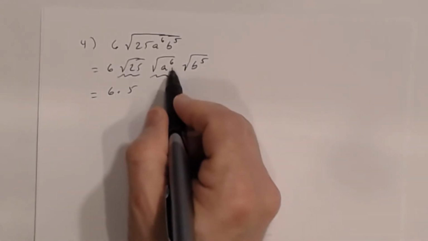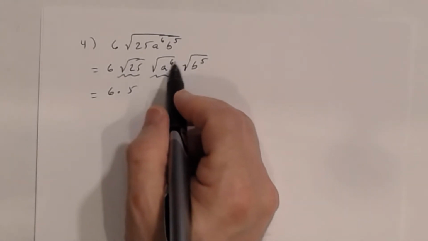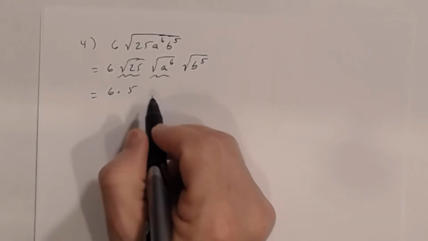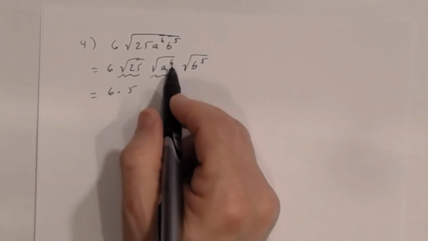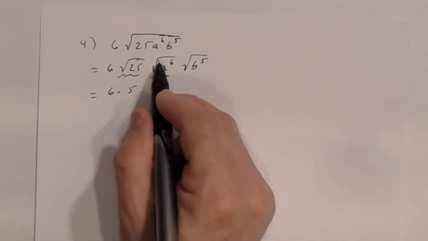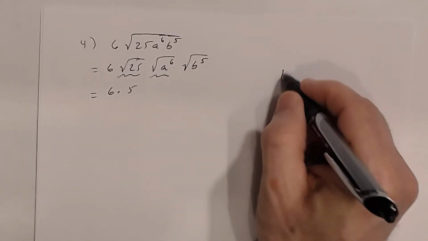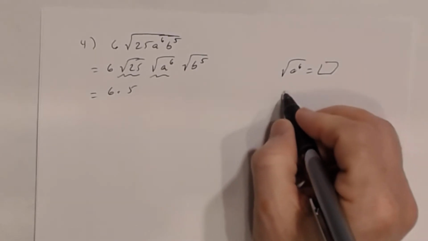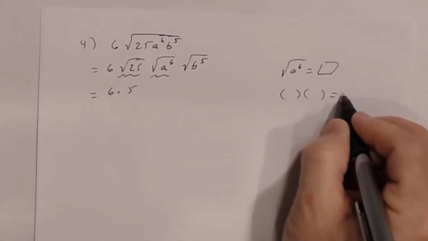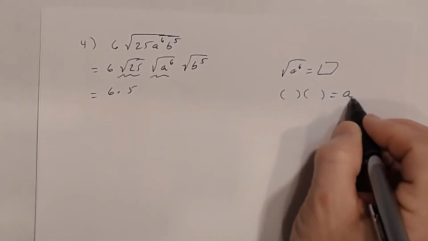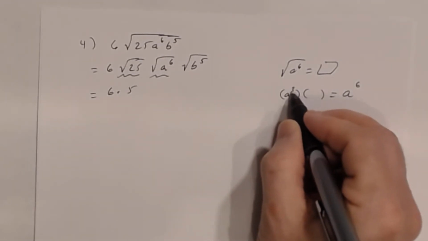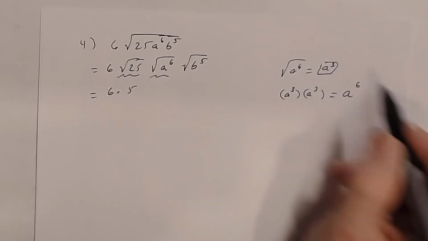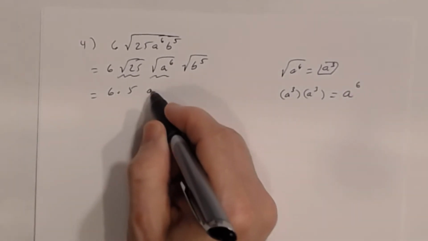This one's easy too. I can simplify this because the exponent 6 is greater than or equal to 2, which is the index. And it's also easy in the sense that 6 is divisible by 2. So when you think about what this equals, you're asking yourself what times itself twice is a to the 6, and that's a to the third power. 6 divided by 2 is 3. So this is a to the third.